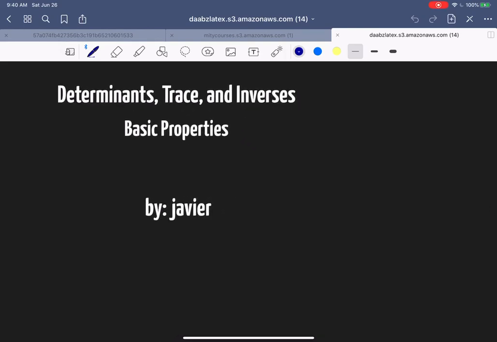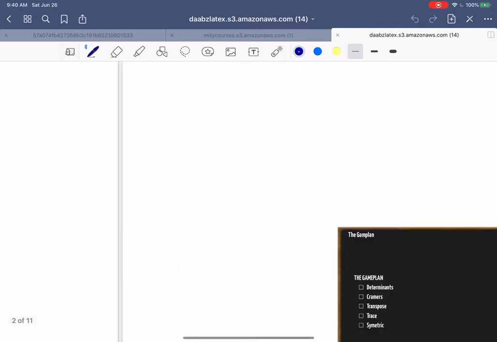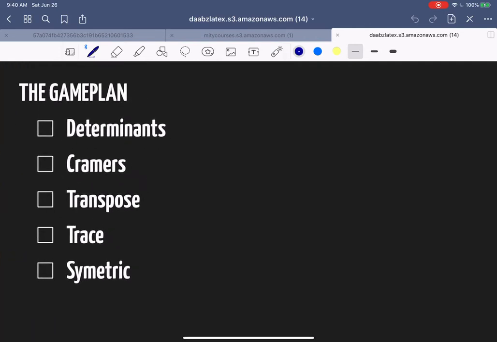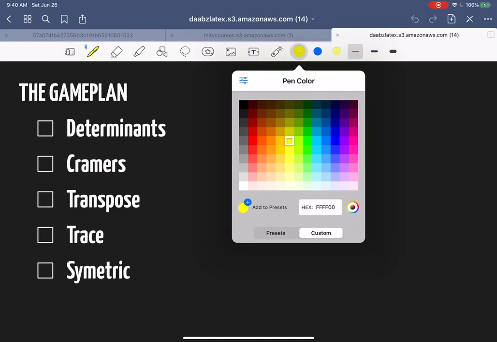Today we're learning about determinants, trace, and inverses. Super easy lecture today. More on matrices, of course. We're on the matrix theme. So first, let's talk a little bit about determinants.